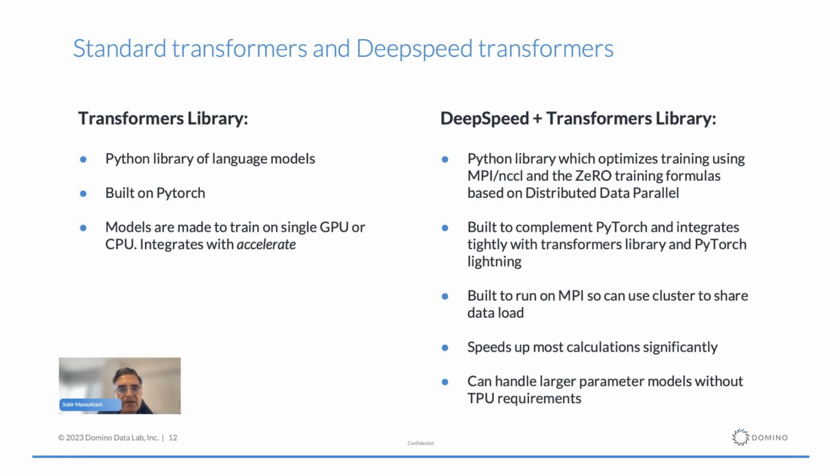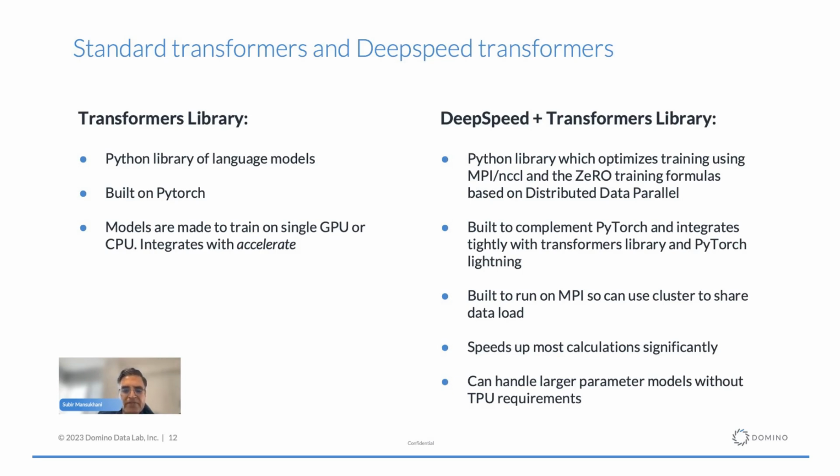Now, if you were to compare the transformers library and what you would get with the DeepSpeed integration with the transformers library, the transformers library is built on PyTorch, and the DeepSpeed library uses Python behind the scenes. It integrates with PyTorch and other frameworks as well. So it gives you that flexibility.